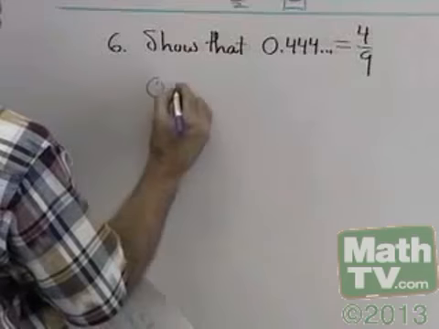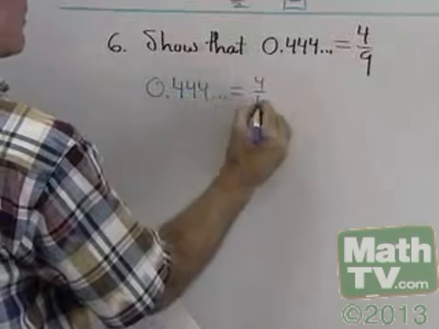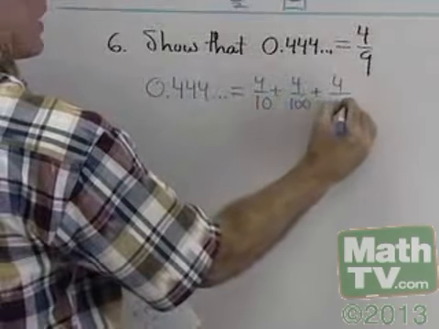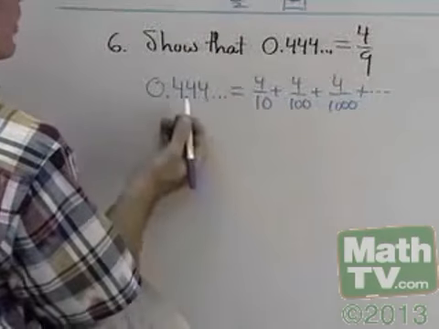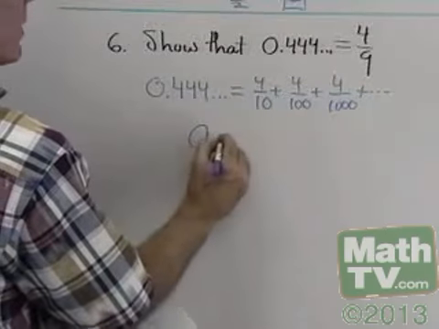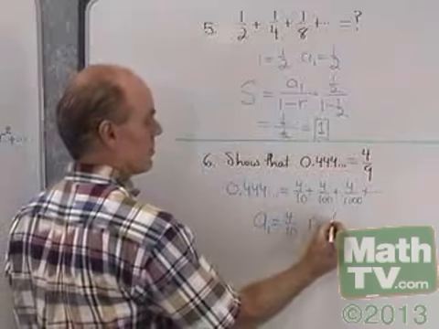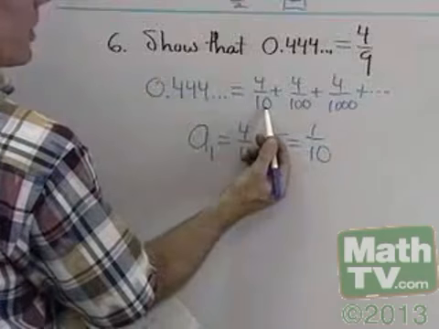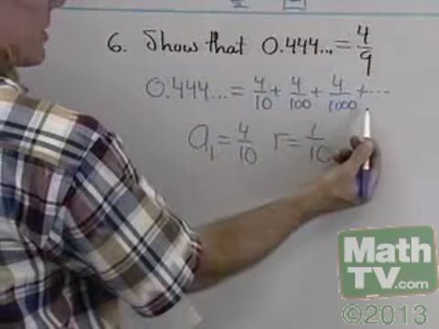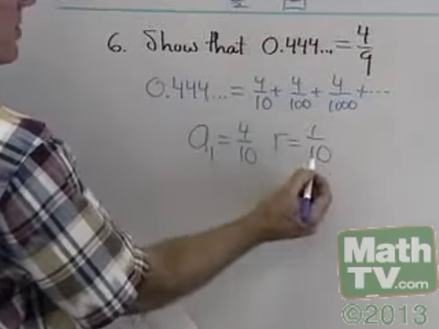Well, let's see. 0.444 repeating is equal to 4/10 plus 4/100 plus 4/1000 plus so on and so forth. I end up with A1 equal to 4/10 and R, the common ratio, equal to 1/10. That is, I multiply 1/10 times 4/10, I get 4/100. Times 1/10 again, I get 4 over 1,000. Times 1/10 again, it'll move me over 1 decimal point each time. So A sub 1 is 4/10, R is 1/10.